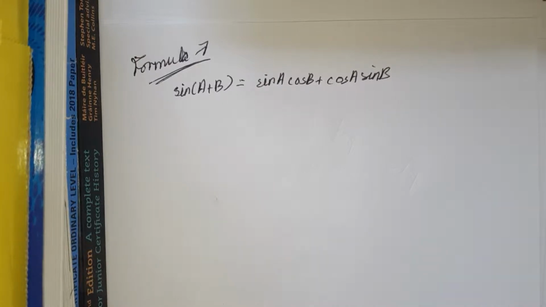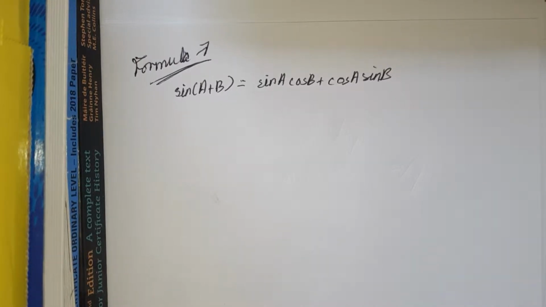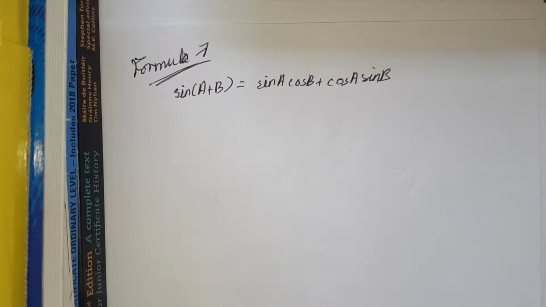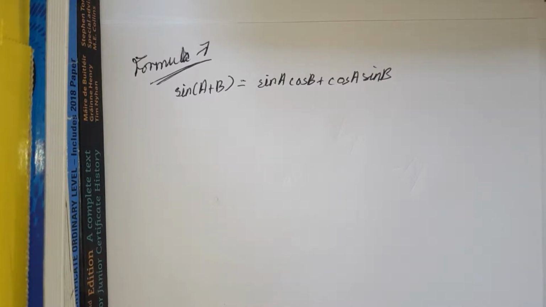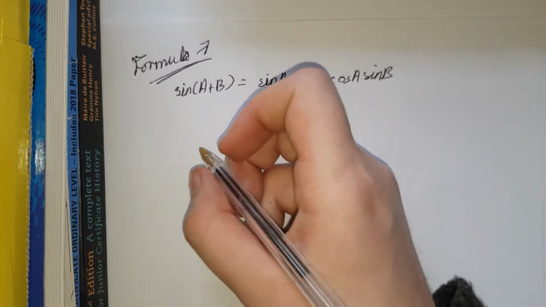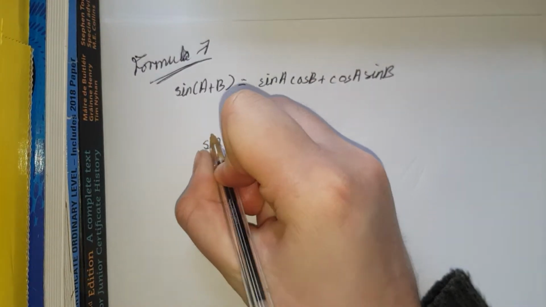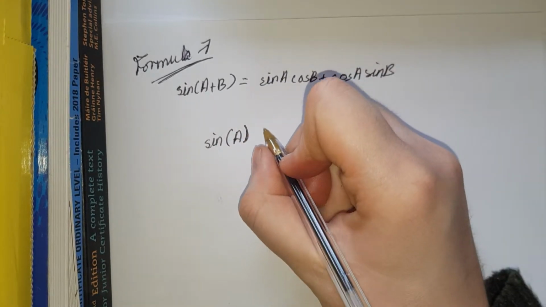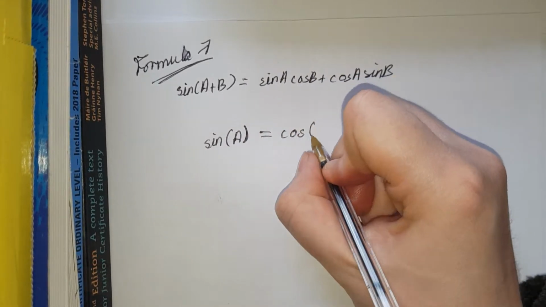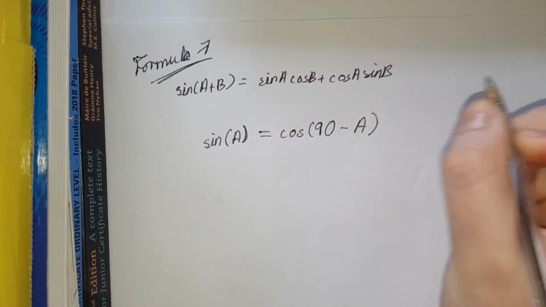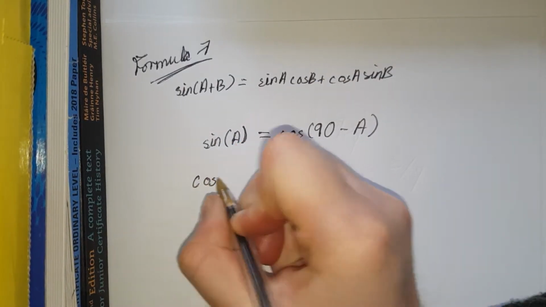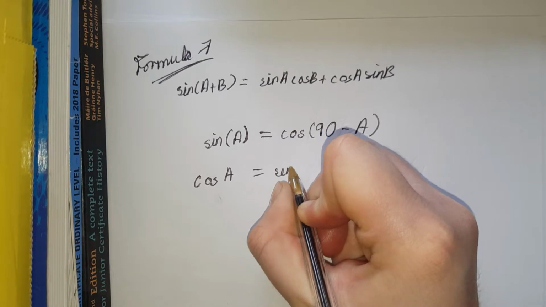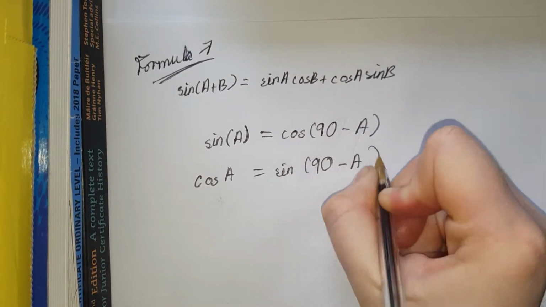In this case, we are going to prove that sin of A plus B is equal to sin A cos B plus cos A sin B. The main thing that we have to remember is that with complementary angles, if we have sin of an angle A, that's equal to cos of 90 minus that angle A. And similarly, if we have cos of an angle A, that's equal to the sine of 90 minus that angle A.